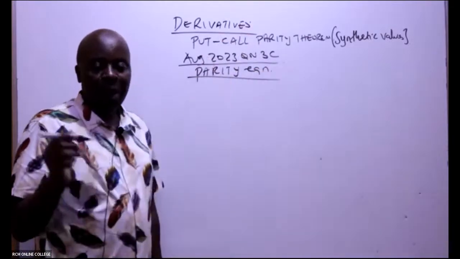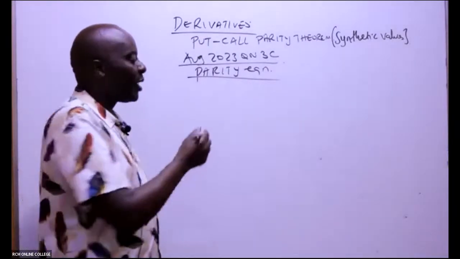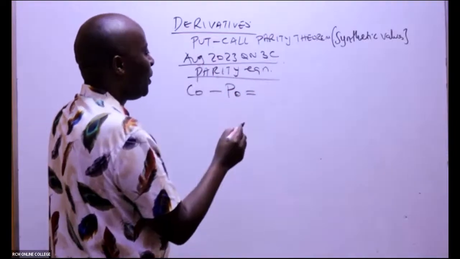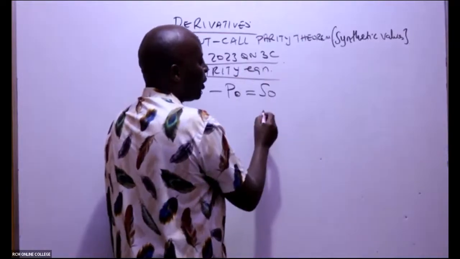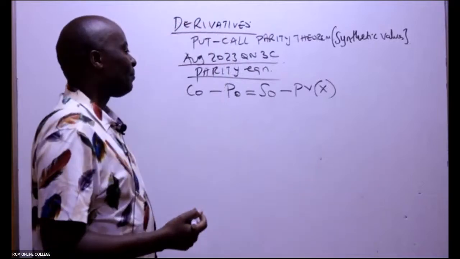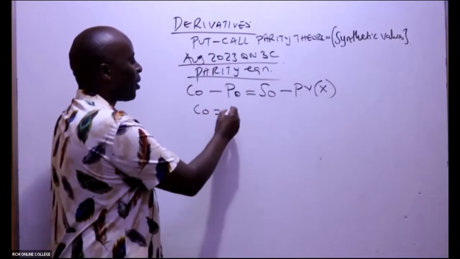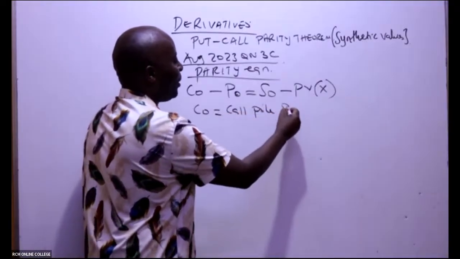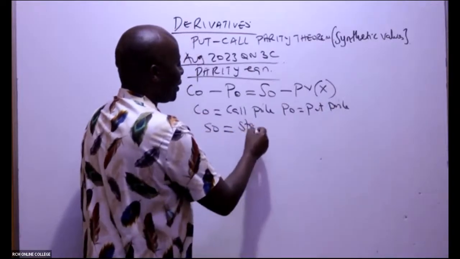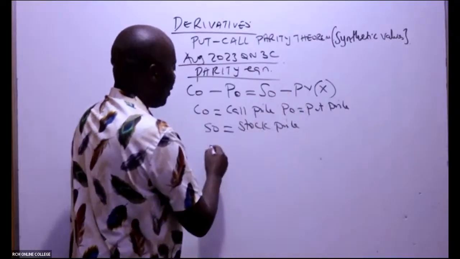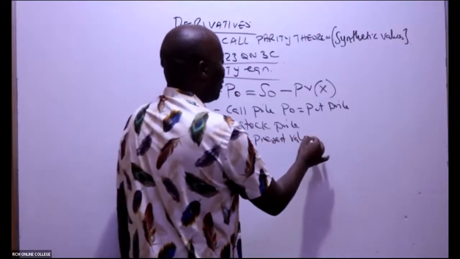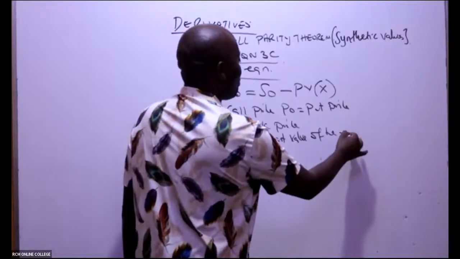Parity equation. I hope everybody is able to remember this. We normally say, in this case, call option minus put option will always be equal to the stock value minus the present value of the exercise price given. So remember, CO is the call price, PO is the put price, then we have SO, which is the stock price, and then we have PVX, which will be the present value of the exercise price.